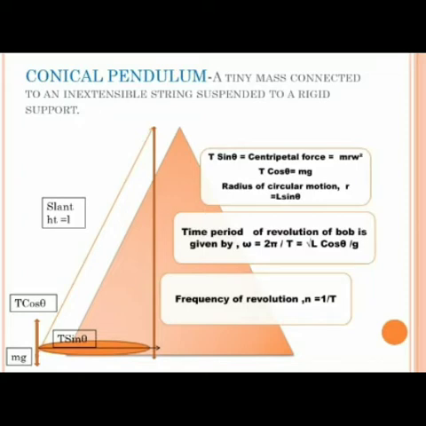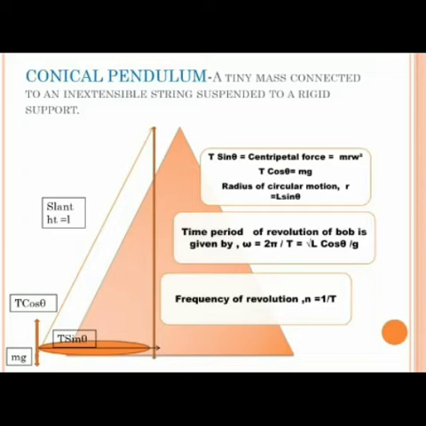The two forces acting on the bob are represented by T cos theta and T sin theta. The weight of the bob is given by W equals mg. Consider a bob of mass m moving along a horizontal circle of radius r with a velocity v. On the right-hand side of the diagram, T sin theta is nothing but the centripetal force acting on the bob describing a horizontal circle.